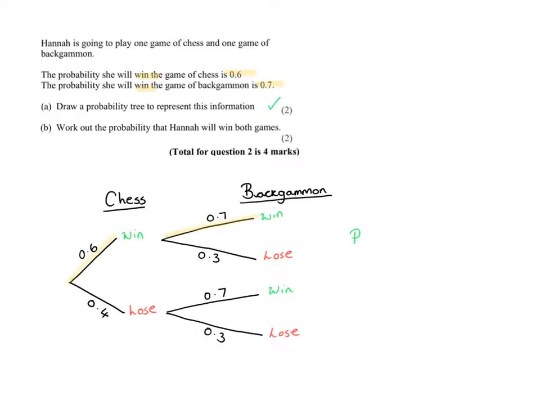Work out the probability that Hannah will win both games. So we're just concerned about the top section. So win-win is 0.6 multiplied by 0.7. Hopefully you got 0.42.